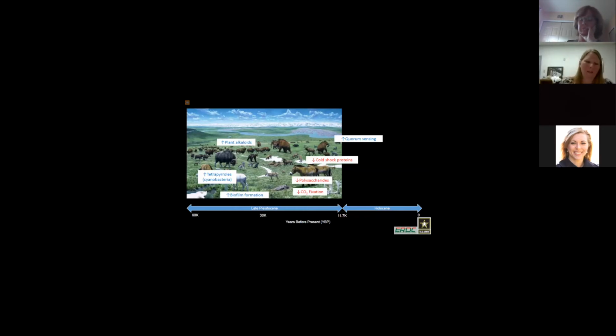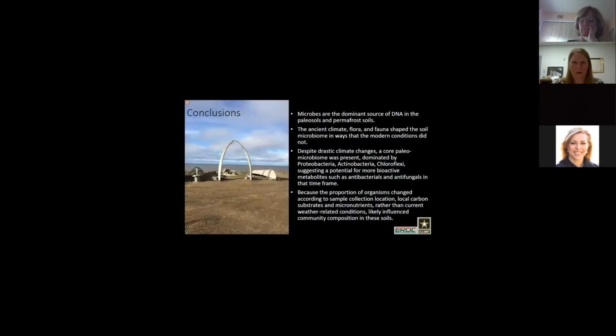You really have to understand the system and combine it with other data. But our metagenomics showed a decrease in polysaccharide utilization, carbon fixation, and cold shock proteins, whereas quorum sensing, plant alkaloids, and biofilm formation increased. This is very different from those exhibited in the paleosols, and also important for different kinds of materials that people are interested in harvesting. I like to think of permafrost as the Amazon of the Arctic. Imagine this wealth of potential from the microbial community that we have yet to scratch the surface of.